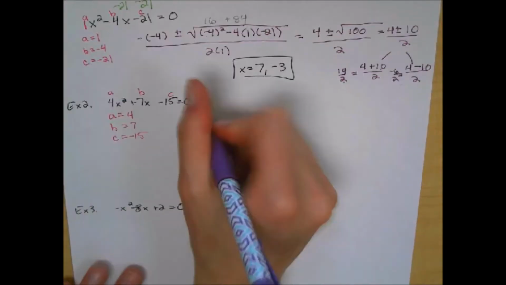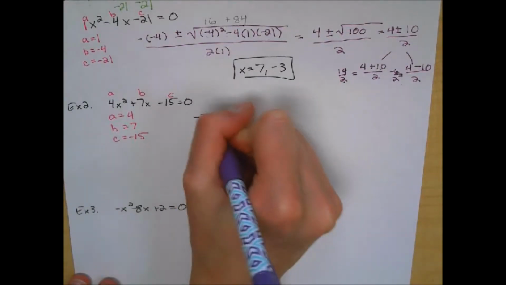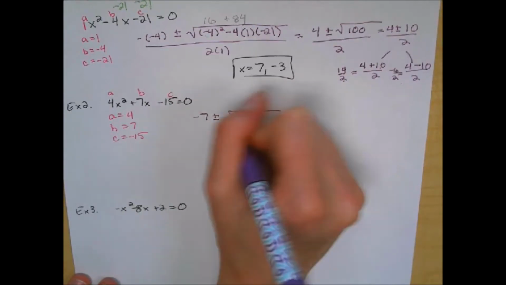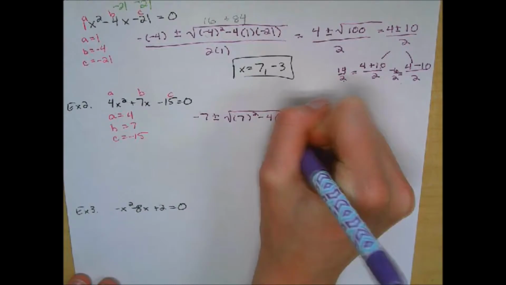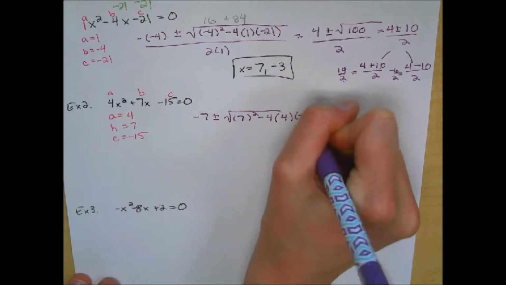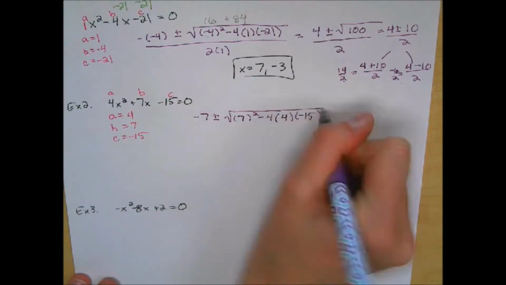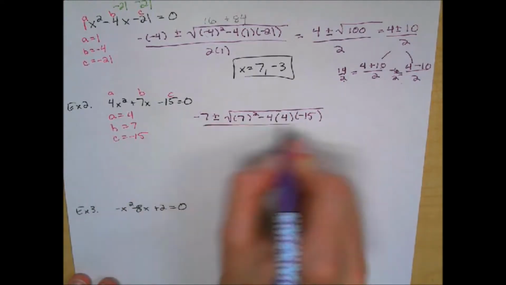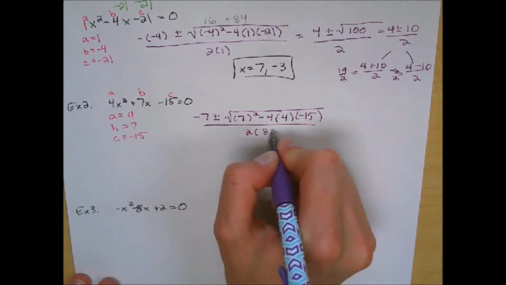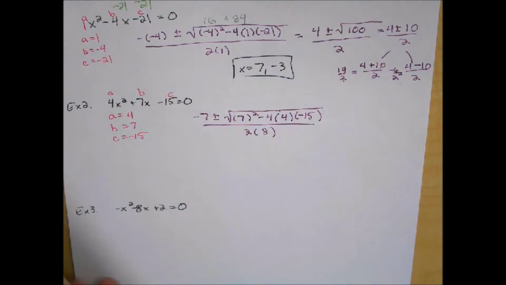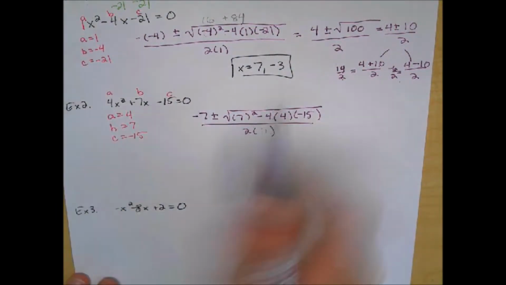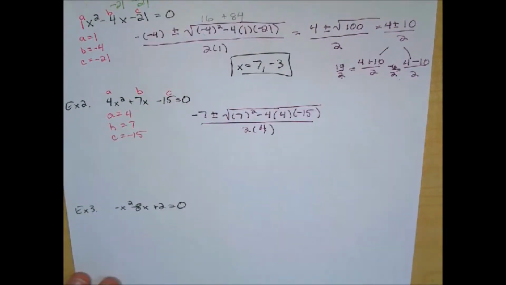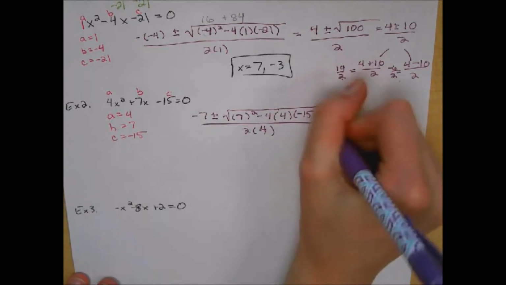Plugging it into the quadratic formula, negative b plus or minus b squared minus 4ac all over 2a. Oh, there I did the 2a in my head. That should be a 4. Let's go ahead and simplify this.